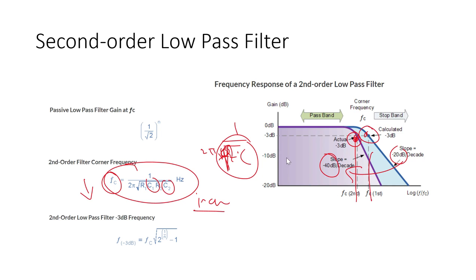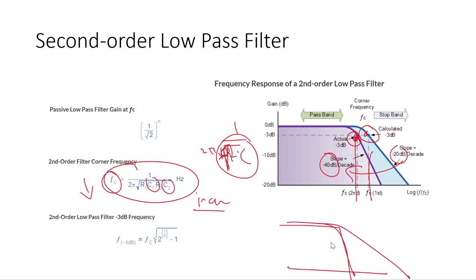Okay. And the gain is converted to minus 40 dB because the graph is now steeper. It is not like this, it is like this. So this is the frequency response of a second order filter.